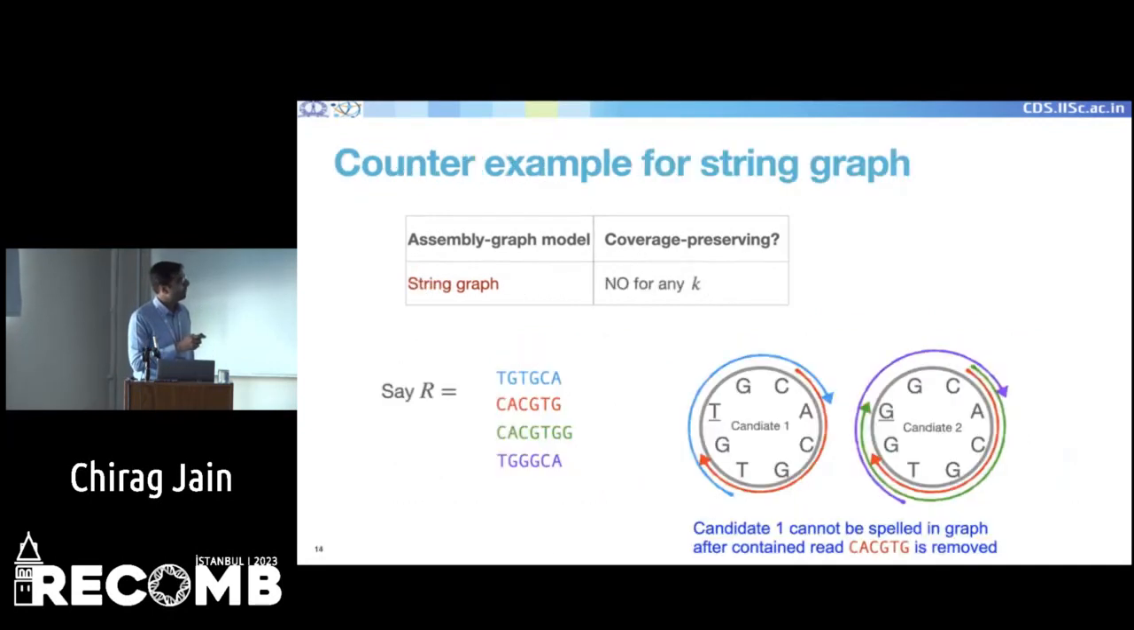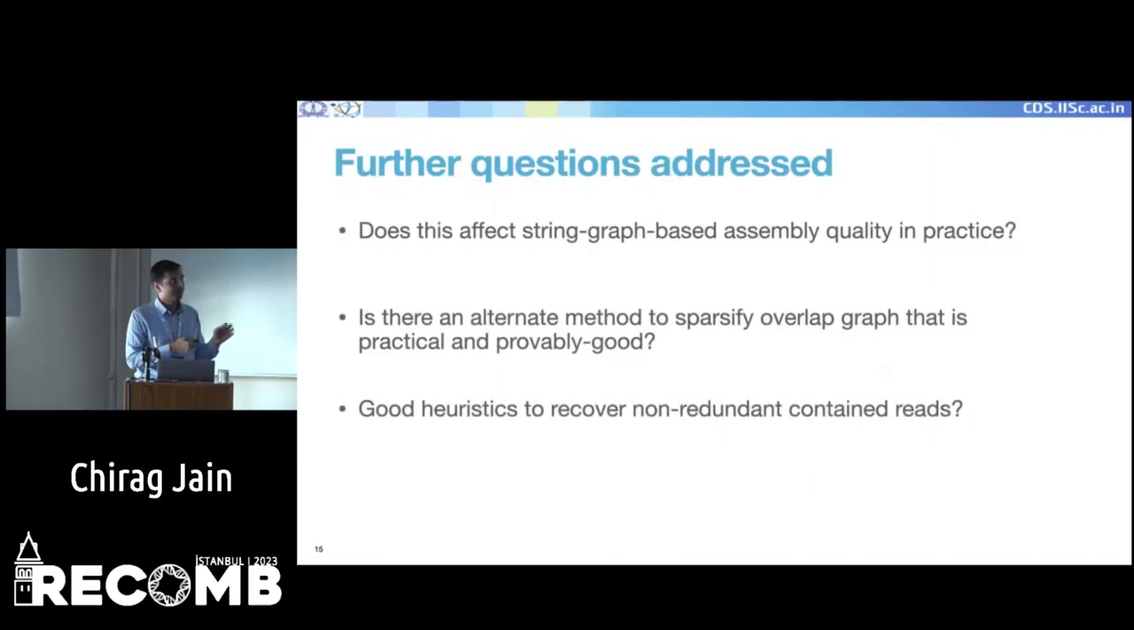Right? So that proves it for the overlap graph. Finally, as I mentioned, for the string graph, the guarantee does not hold, and this is easily clear from this counterexample. If we have 4 reads, from these 4 reads I can construct 2 candidate chromosomes, right? But note that the red read is contained in the green read. So if I remove the red read, then this first candidate cannot be spelled in the graph anymore, because this blue read will now be disconnected, and this coverage gap now occurs in the graph.